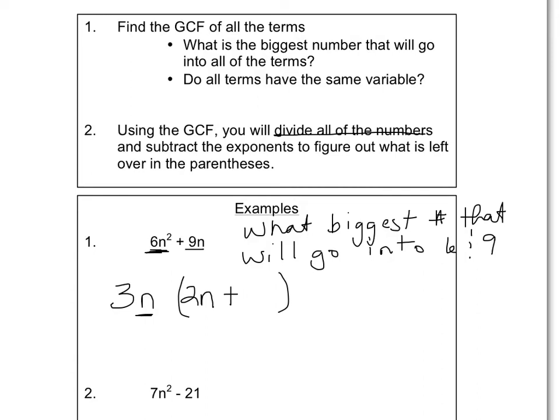Now again, take the numbers, 9, and divide. 9 divided by 3 is 3. And I subtract the exponents. Remember, if it doesn't have an exponent, it's understood to be a 1. So if I take 1 n away from this n, that leaves no n's left over. So my final factored answer is 3n times the quantity 2n plus 3. Now I have factored by the greatest common factor.